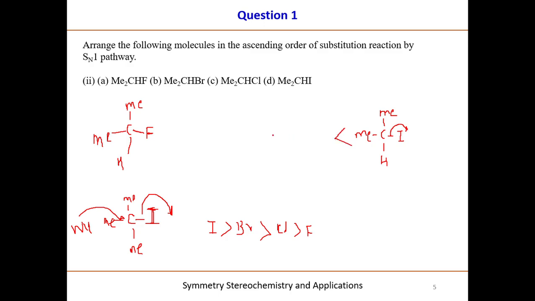Now let's talk about the second one. The second one is with bromine. The SN1 pathway is also based on the solvent. The polar protic solvent favors the SN1 pathway, as we have discussed earlier. But in this example, we have to focus on the leaving group only. It depends on the leaving group.